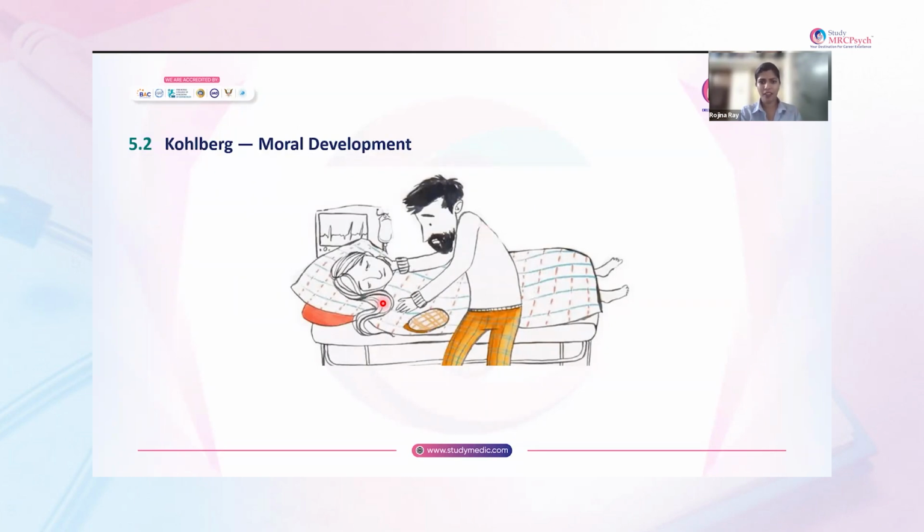Here a woman is dying from cancer, and this is her husband Heinz. There is a pharmacist who developed a drug that can save the woman's life, but the pharmacist is charging around 10 times the actual price of the drug. The husband Heinz cannot afford the price, and he requests the pharmacist to let him pay it later, or to please provide it at a cheaper rate. The pharmacist disagrees, so the husband steals the drug. The question here is whether or should Heinz steal the drug? Why or why not?